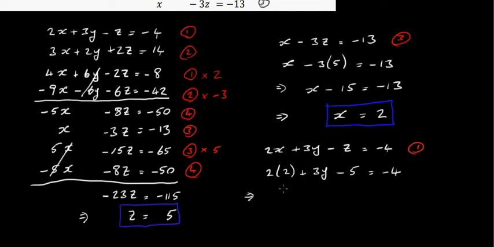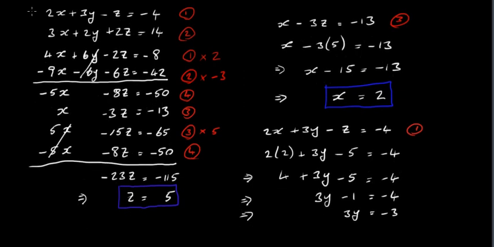So solve this then. You've got 4 here, you've got plus 3y, you've got a minus 5 here, and you've got minus 4 here. So that'll give me 3y. Well, 4 minus 5 is just minus 1 is equal to minus 4. So that gives me 3y minus 1 is equal to minus 4. So that will give me 3y is equal to minus 3. And finally then that will just give me y is equal to minus 1.